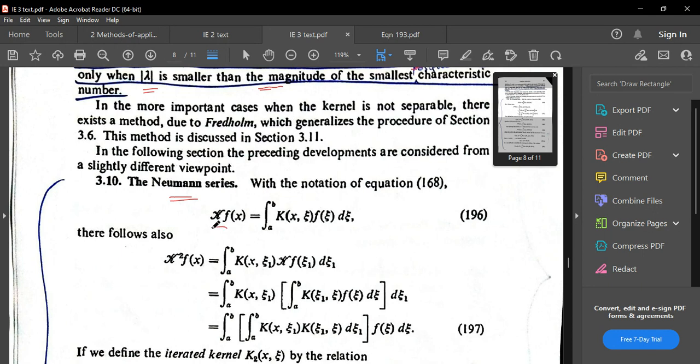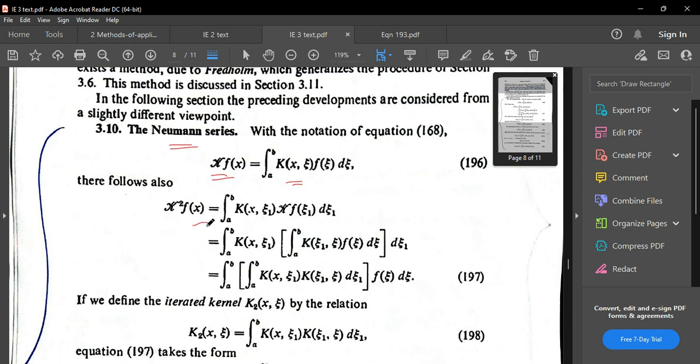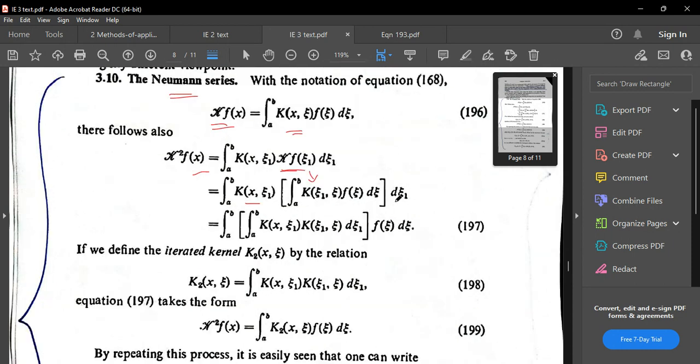We denote this script k of f of x as this one, and script k square as this one. What will we get? We will get script k of f included here. If we include this d psi 1 in the interior portion, we will collect the terms including psi 1. Integral a to b, k of x psi 1 will become here; the psi 1 terms will become here. So d psi 1 will come here, and f of psi d psi will be kept outside.